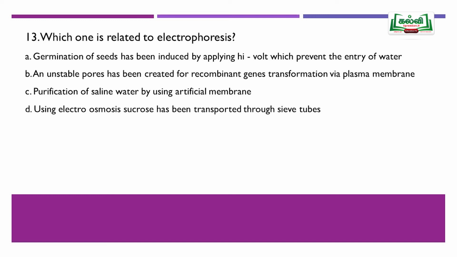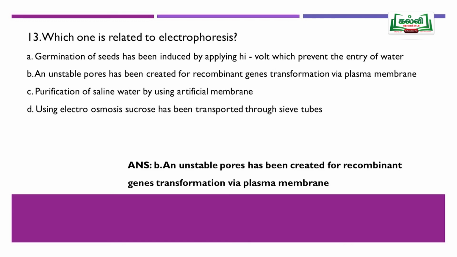The next, purification of saline water by using artificial membrane. So, for saline water purification, reverse osmosis is done, but here electroporation we are not applying. Sucrose has been transported through sieve tubes. So, sucrose usually transports through sieve tubes, we know. After photosynthesis, sucrose is the substrate which is transported instead of glucose or starch. Only sucrose is transported via sieve tubes in the phloem. So, the exact answer for this question is option B, an unstable pore has been created for recombinant gene transformation via plasma membrane.